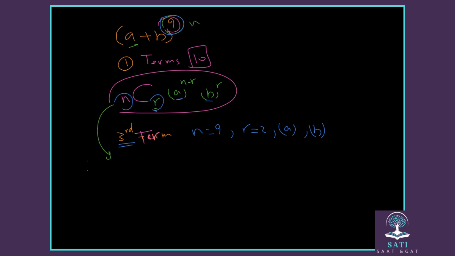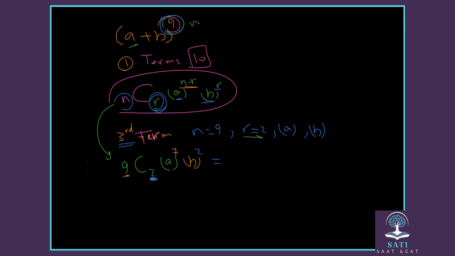Look, it is N combination R. What is N? We said N is 9. Combination R. What is R in this case? It's 2. Then the first term, which is A, will be power what? As mentioned here, A will be power N minus R. N is 9 minus R, which is 2. It's going to be 7. Then B will be power, as you see, power R. As it's mentioned here, power R, and this is R. So that means it's going to be power 2.